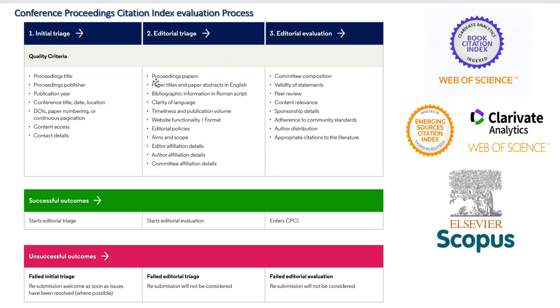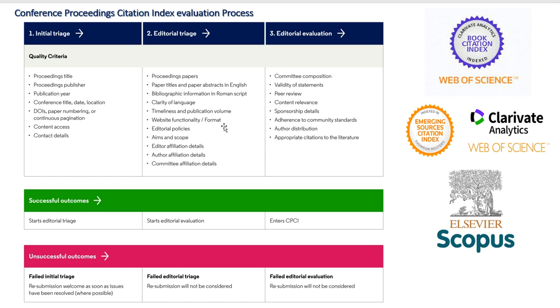The editorial stage is based on various factors: papers, titles and abstract in English or any other language, bibliography information in Roman script or any font, proceedings papers, conference proceedings or journal proceedings and book proceedings, whatever it may be, and clarity of language. Which language are they publishing articles in, either English or whatever it may be? Some are in Telugu also. Some are in Telugu and English and other languages. Nearly 6,000 language journals are there.